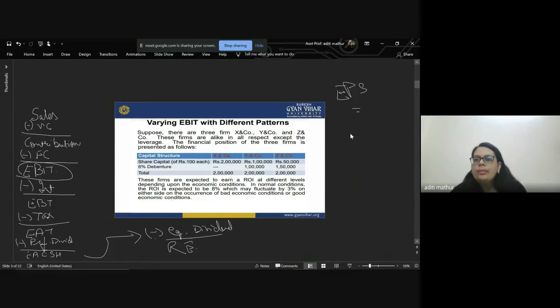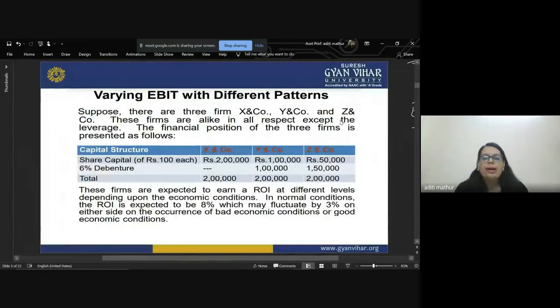So the formula for the EPS is earnings available for equity shareholders divided by number of equity shares. And from this, we come up to our EPS, which is earning per share. So first, let's just read the question, to see what the question is all about.